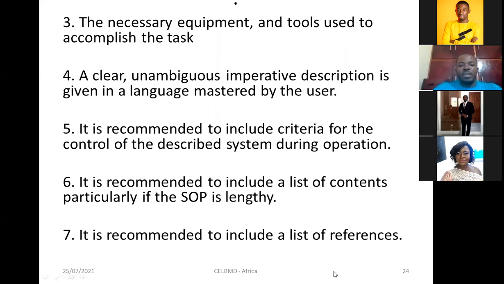The necessary equipment, I already mentioned that. Clearness and lack of ambiguity, I already mentioned that. A criteria for control also should be included. And it's also recommended that a list of contents should be included, especially if the SOP exceeds one page. And an SOP that exceeds one page can already be considered as lengthy. And it's very common to find lengthy SOPs here and there from organization to organization. It's also recommended to include a list of references.